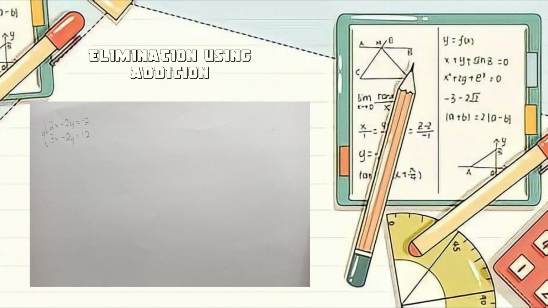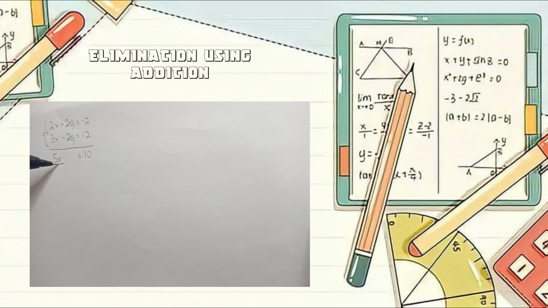And if you can see clearly, if you add 2x plus 3x, there will be 5x. While if we add positive 2y and negative 2y, we will get 0. Therefore, we will cancel this out. And then, if we add negative 2 plus positive 12, we will get 10. So the remaining is 5x is equal to 10.